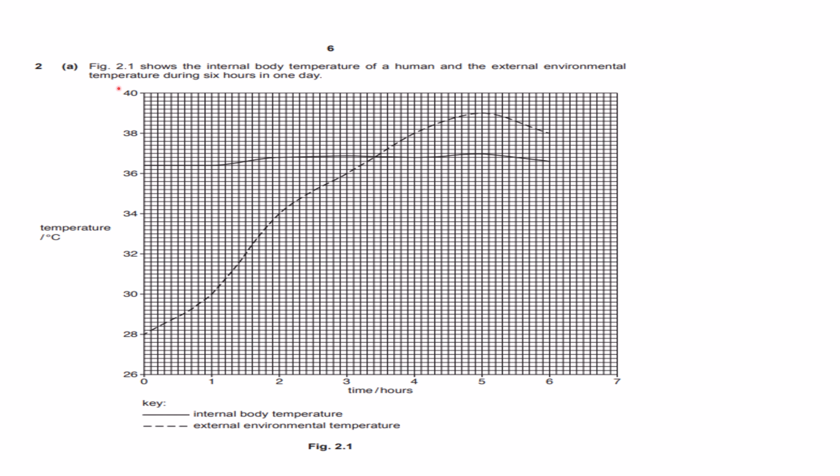Here is question number 2. This question is a graphical question. Part A: figure 2.1 shows the internal body temperature of a human and the external environmental temperature during 6 hours in one day. Here is the temperature and here is the timer. The straight line shows internal body temperature and these lines show external environmental temperature.